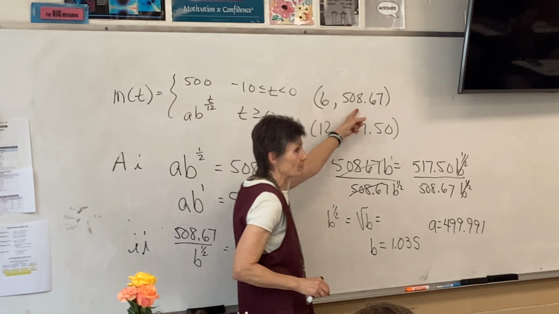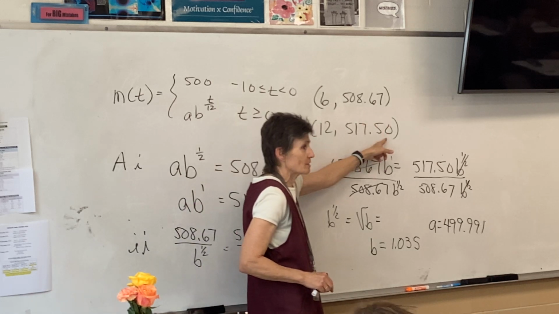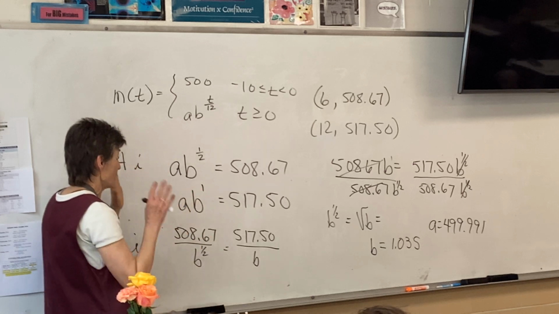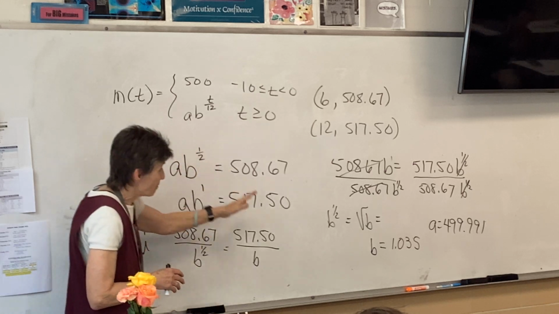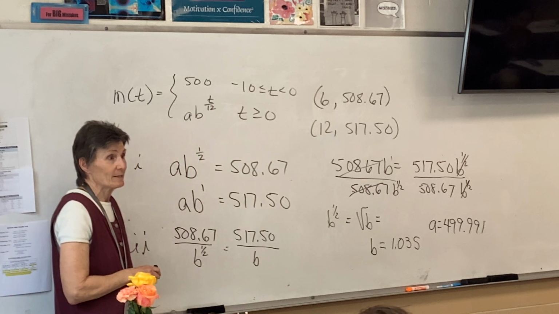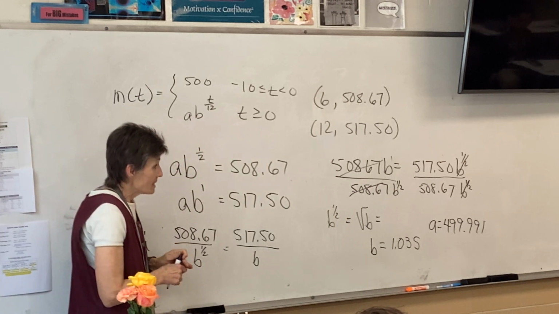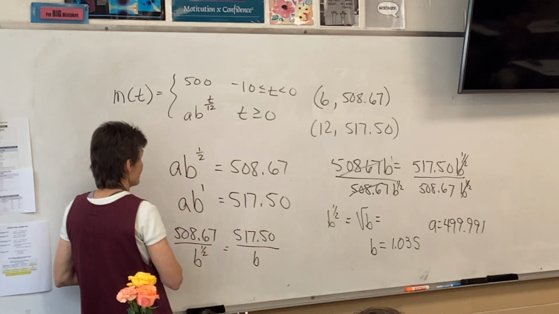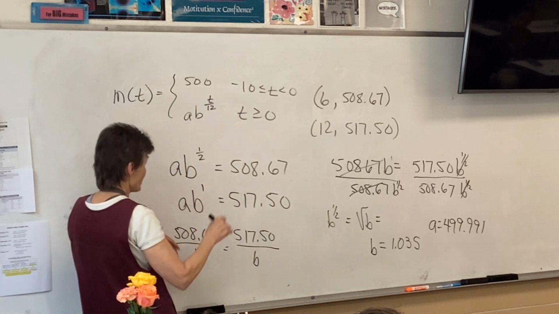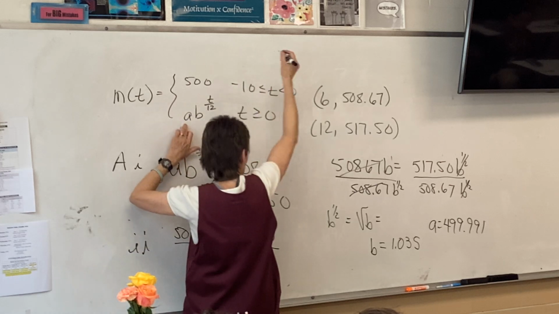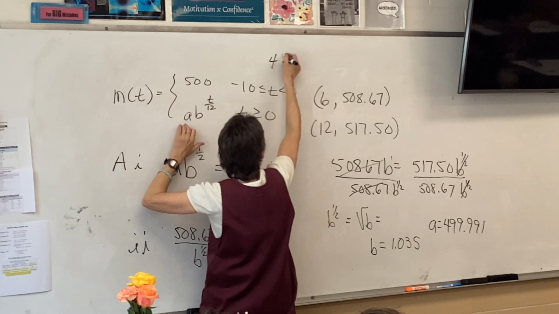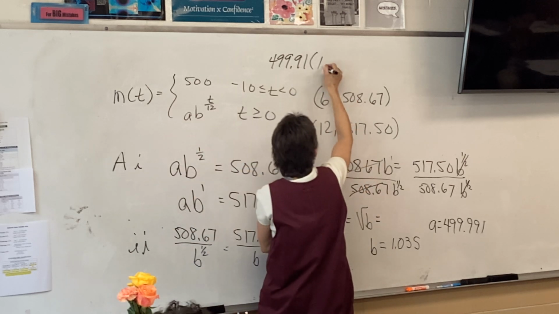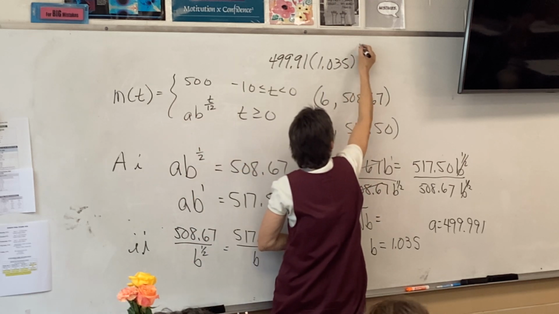These data values are rounded off. They rounded those off to the nearest cent. So theoretically, that should be 500. But with the math, it came out to be that right there. If a is a money amount, I don't know. I'm gonna leave those decimal places. So what's my equation look like? 499.991 times 1.035 to the t over 12.